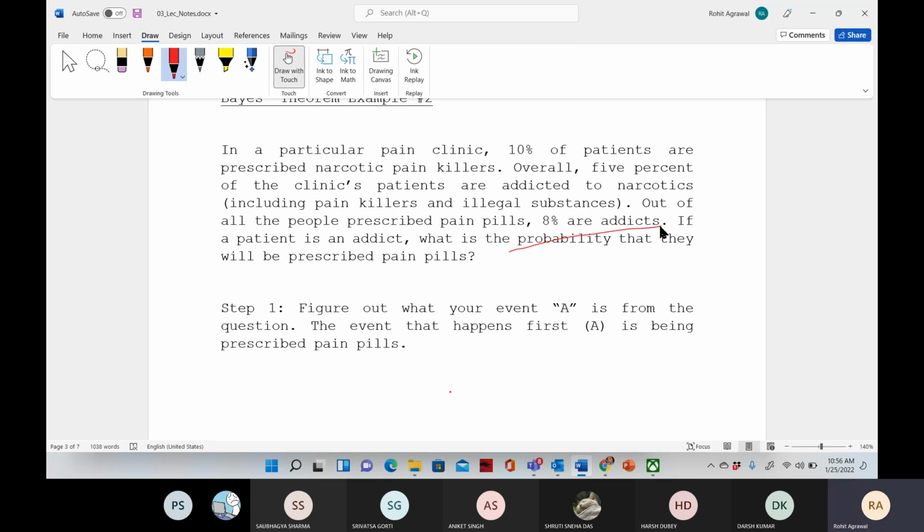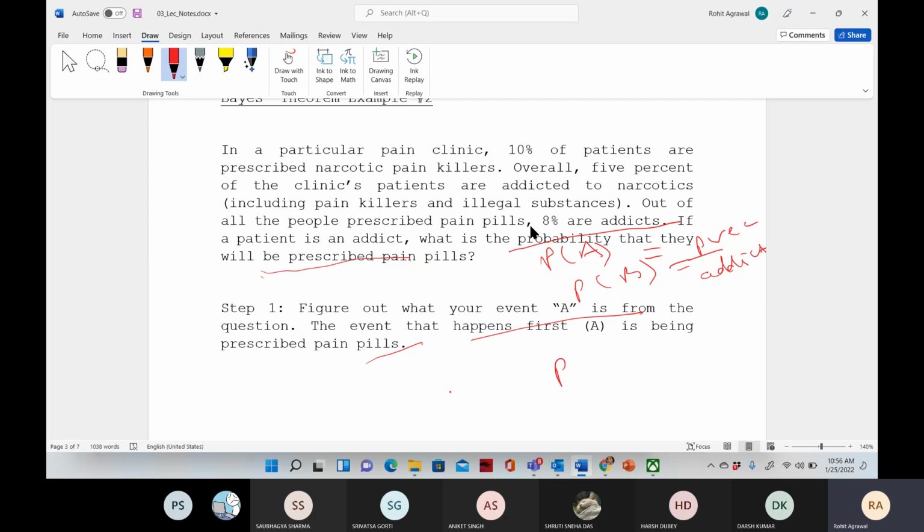What is the probability that they will be prescribed the painkiller? So you can say P of A is the probability of prescribing painkillers, and P of B is if a patient is an addict and it is prescribed. So you need to find the event that happens. A is being prescribed. So A is being prescribed painkillers. Clear?